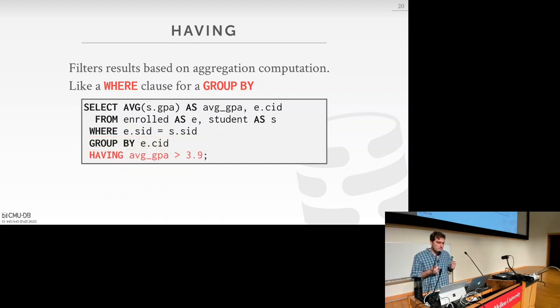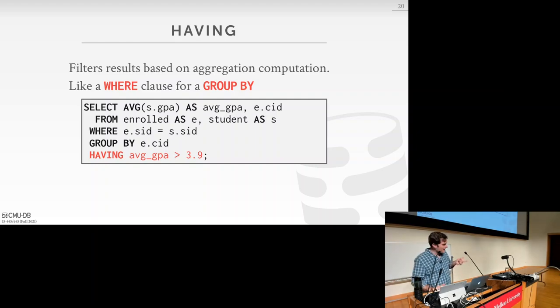And like I said, it's basically a where clause for a group by. So in this case, we have this having clause down at the bottom, and it says compute this query result, but then filter out only the tuples that have an average GPA greater than 3.9.